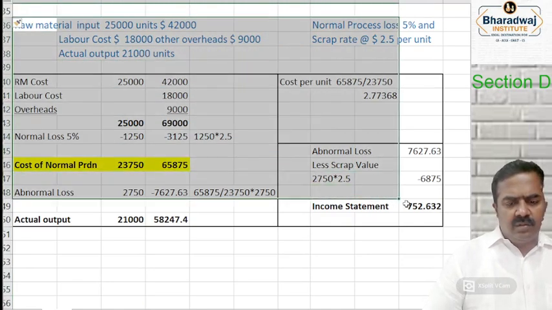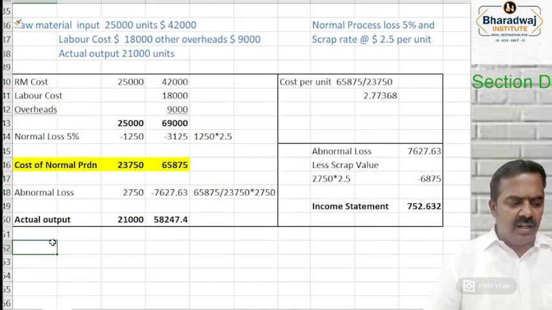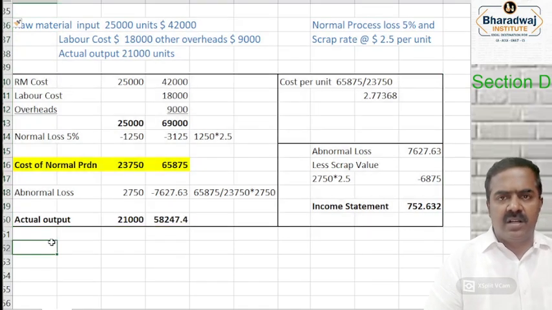With this, the basic process account is over. Next, we'll start with a concept called equivalent production.